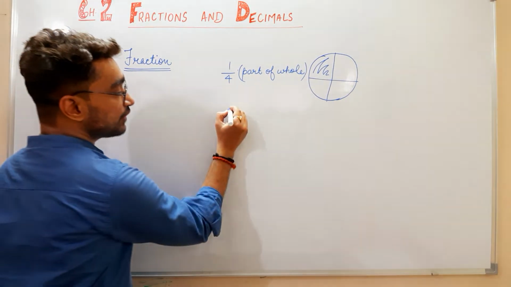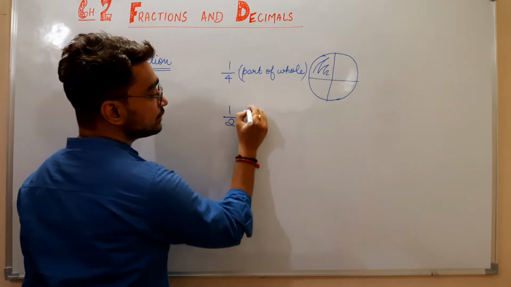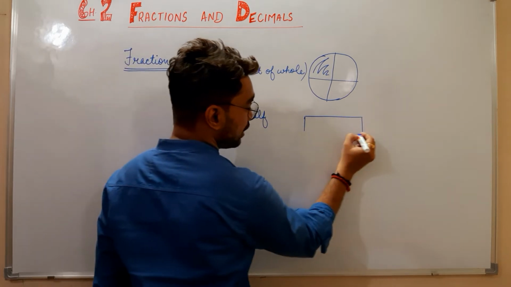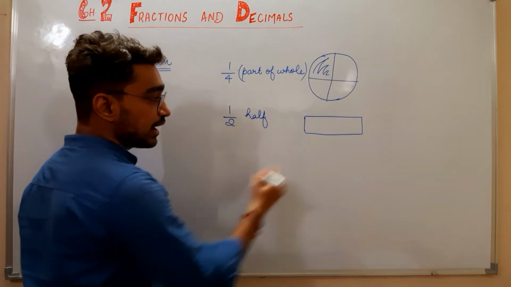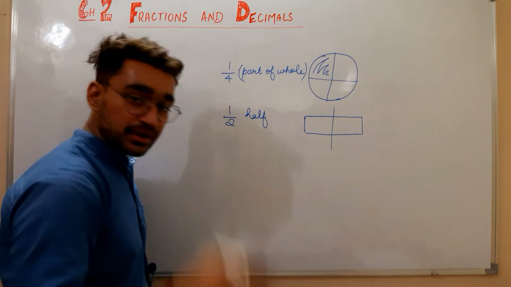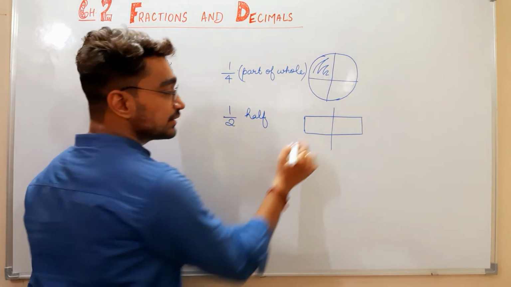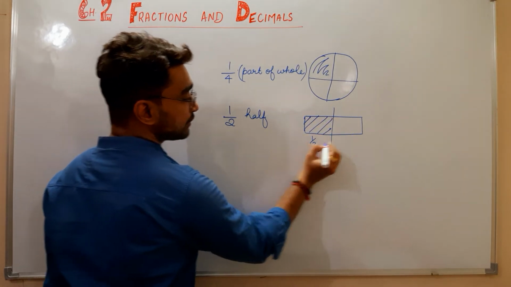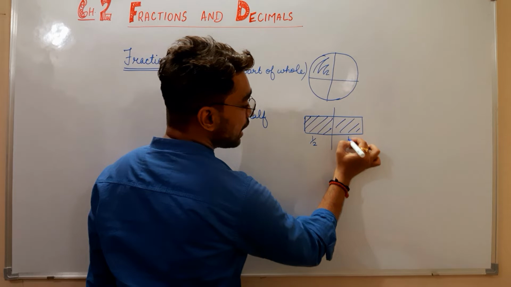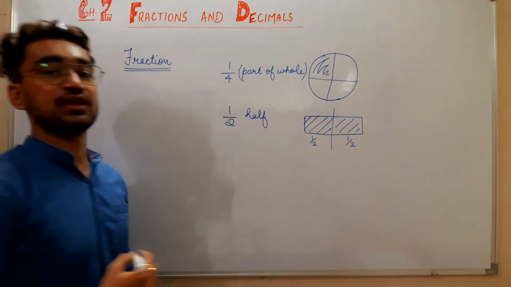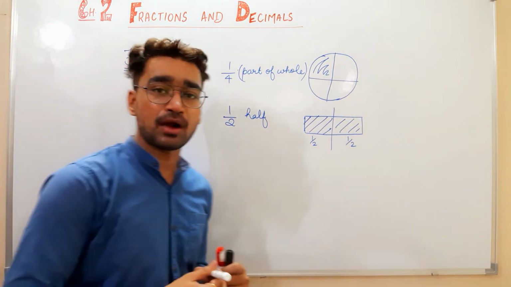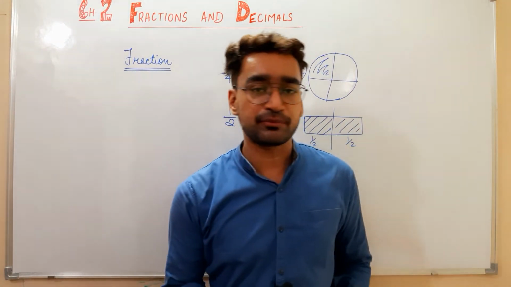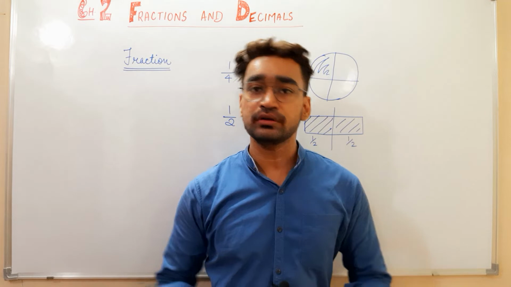Even if I say half, this half means, if I have a chocolate with me and I cut the chocolate from the middle, that will be called half. This portion is the half portion, and this portion is also the half portion. Like that we have different fractions. Fraction means a part of a whole. I hope you know the basics of fractions from your grade 6.